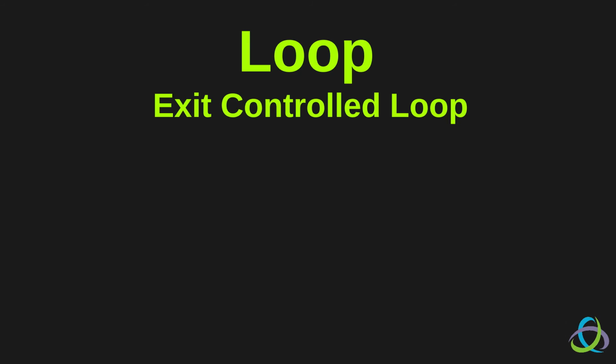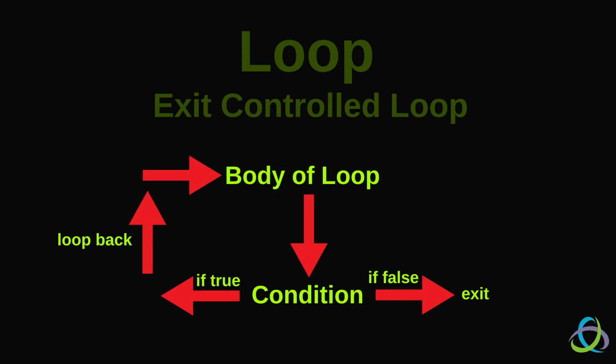In an exit control loop, a condition is checked after executing the body of the loop. That means even if the condition is false, the program will not skip the body of the code, but it will at least run it once. This is also called a post-checking loop.